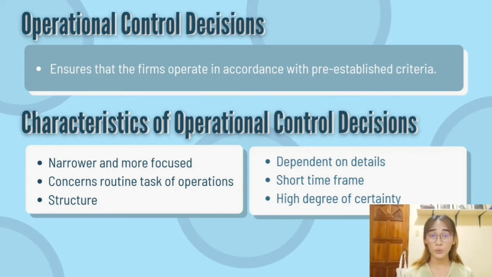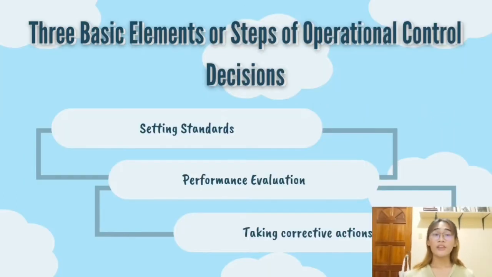So it is narrower and more focused, which are concerned with the routine tasks of operations. And it is also more structured, no? And it's more dependent on details and have a shorter time frame because it needs to provide information to the upper management immediately. The operational control decision have three basic elements. So ano-ano nga ba itong mga elements na ito? So these are the standards, performance evaluation, and corrective action.